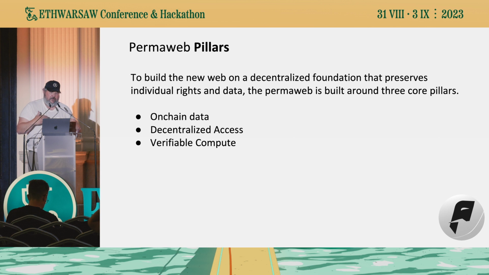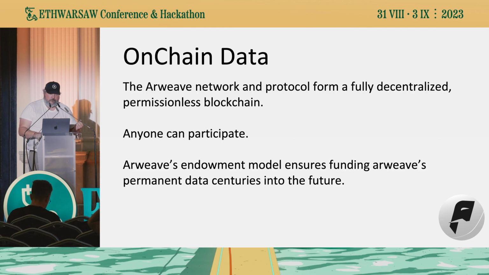So the Permaweb pillars is really focused on on-chain data. So our Weave network gives us on-chain data, decentralized access, and verifiable compute. On-chain data basically is permissionless, decentralized, and anyone can participate. It's very important that we mean anyone can participate. The endowment model, to your question, ensures funding for this data to last centuries into the future.